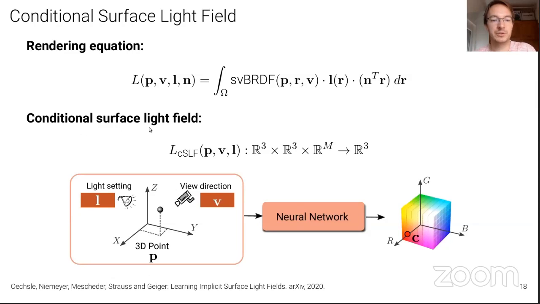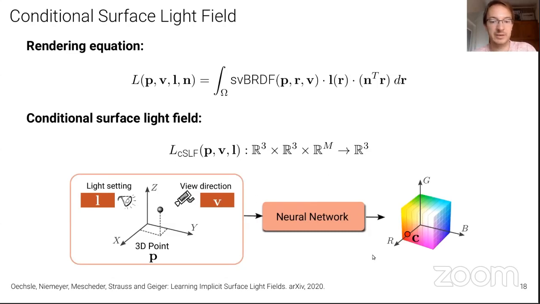Now, what we want to do with a conditional surface light field approach is get rid of the normals. So we model the surface light field only conditioned on a particular object, which means that we model this inner term here using a neural network that depends on the 3D point location P, the viewpoint direction V, and the lighting direction L. Then at test time, we can use the rendering equation and use our model inside that rendering equation to generate images for arbitrary light sources or environment maps by integrating over the environment map, for instance.